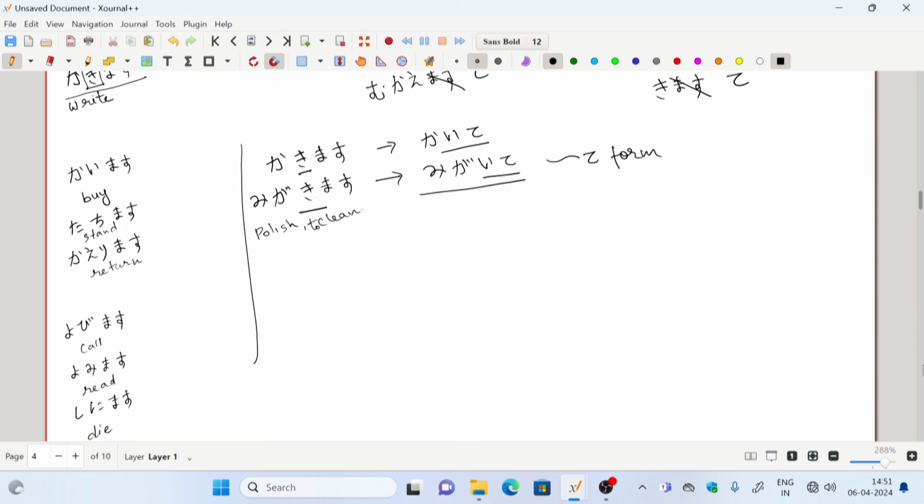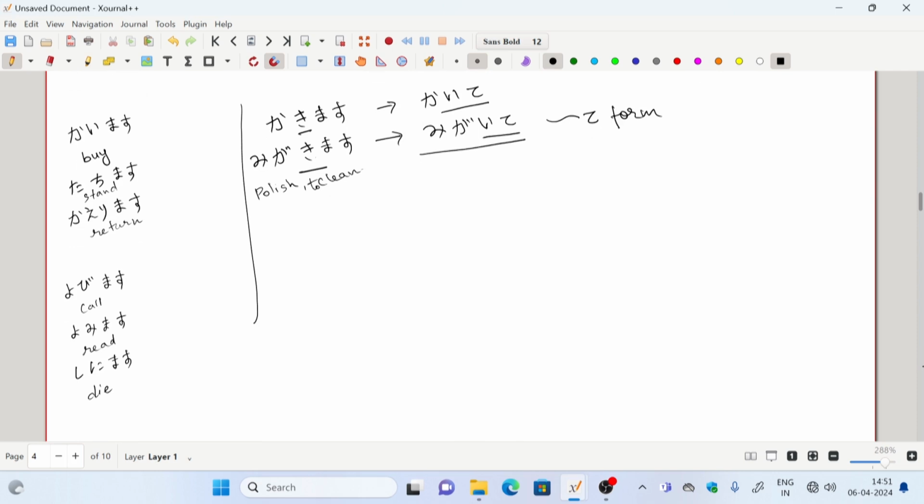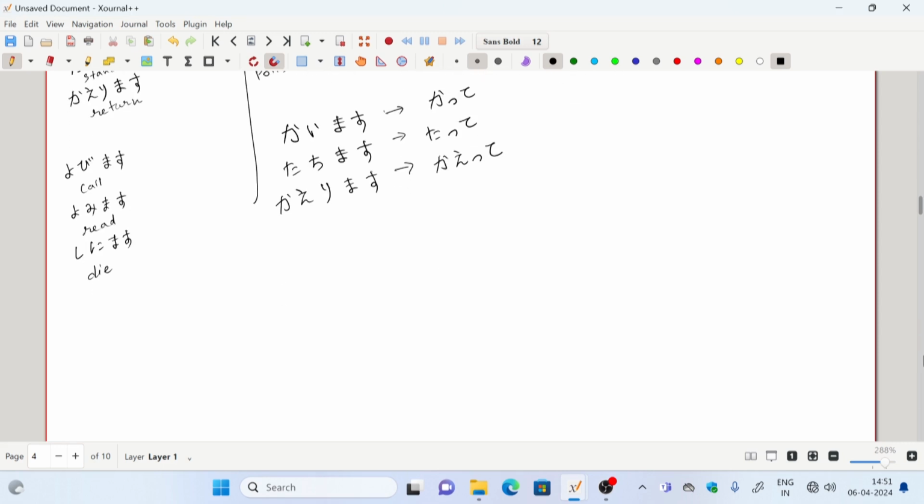Next is e, chi and ri. All the verbs which has e sound, chi sound and ri sound before mas, it will change into double te sound. Kaimasu will change into katte, tachimasu will change into tatte, and kaerimasu will change into kaette. So this is the another category, subcategory of first group.